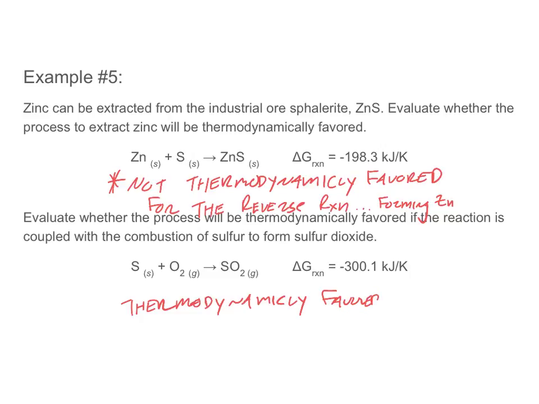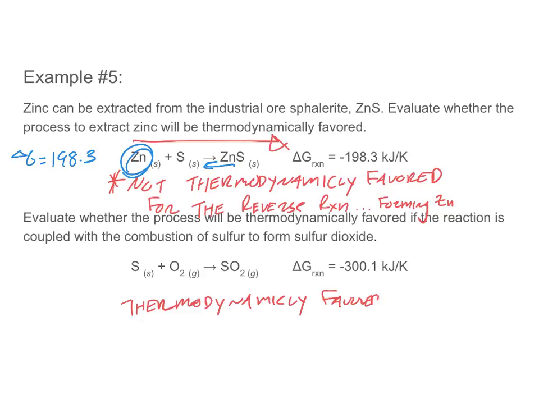So what I'm getting at here is that the value for delta G for this reaction going in that direction is negative 198, correct? But this reaction is actually asking about the formation of zinc, so going in this direction, okay? So that means that going in this direction, delta G is really 198.3. Okay?